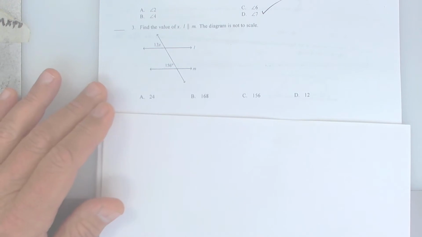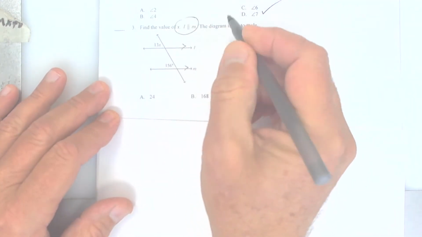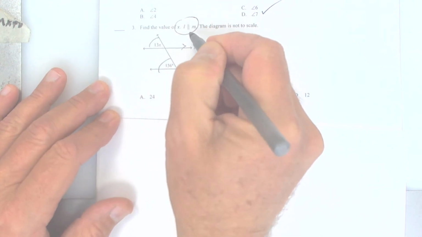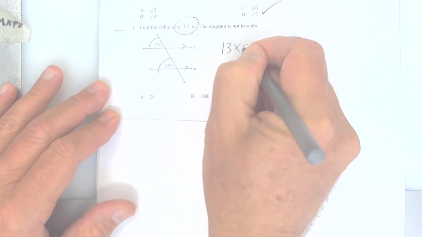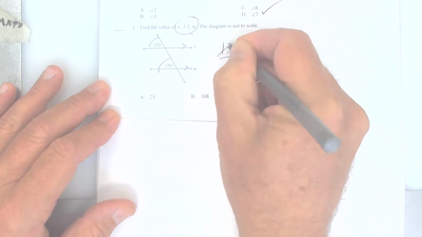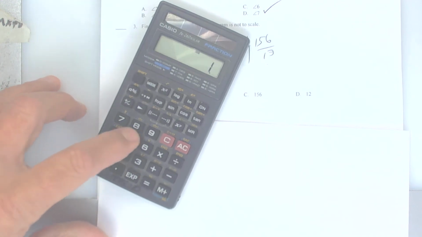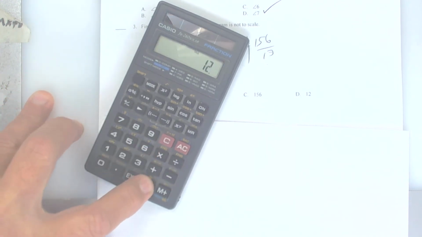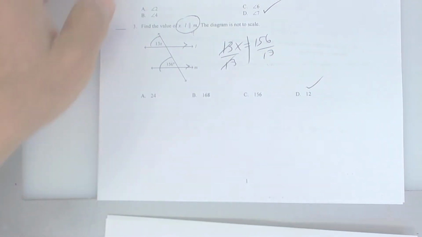This one, find the value. All right, the lines are parallel, so we can put those arrows. This is top, top. If the lines are parallel, which they say they are, you're going to set them equal to each other. And then you're going to divide by 13. Get your calculator out, and you're done. So 156 divided by 13. When you do that, you get 12, and you can check it in the back. So those are pretty straightforward. Let's keep moving.